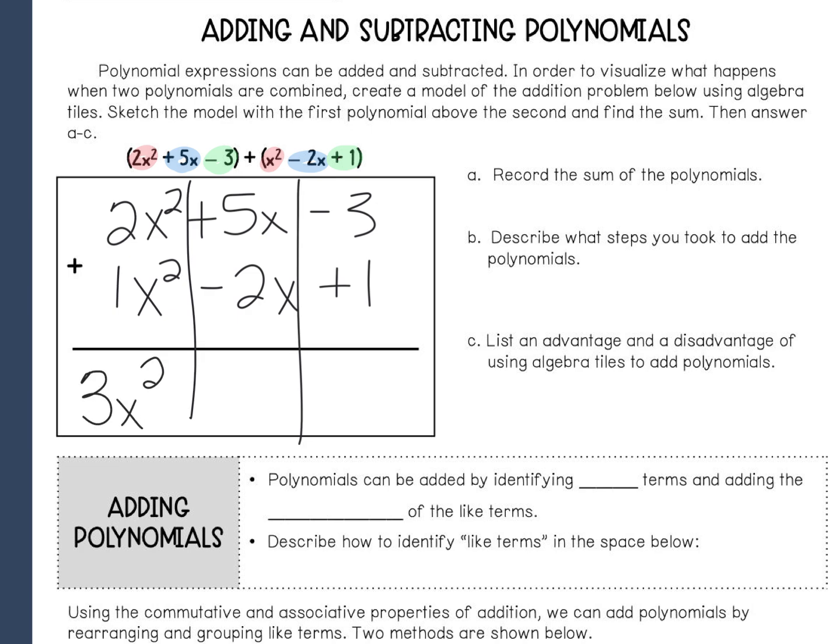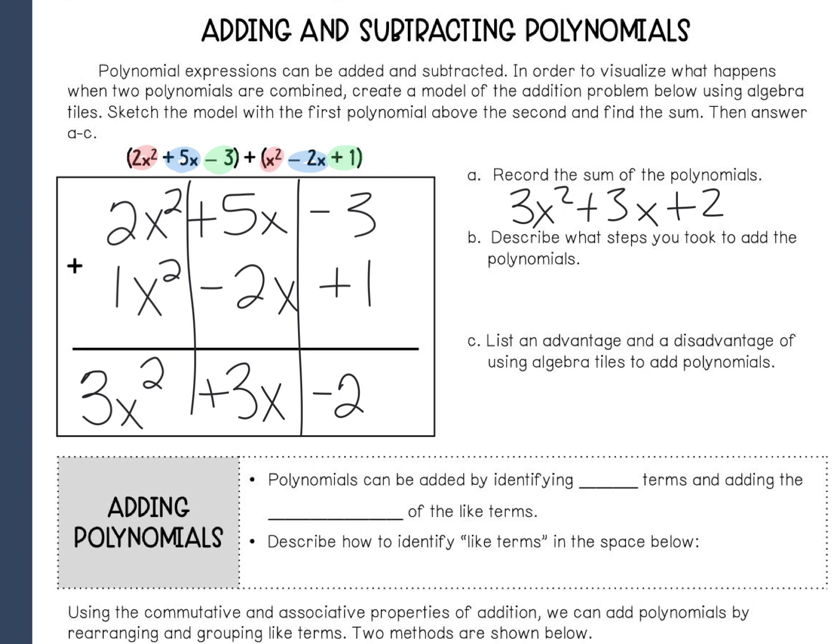3x squared. And then what's 5x minus 2x? Positive 3x. Make sure you have a sign in between. And what's negative 3 plus 1? Negative 2. So there is our sum: 3x squared plus 3x plus 2.